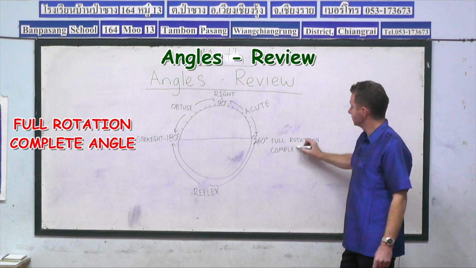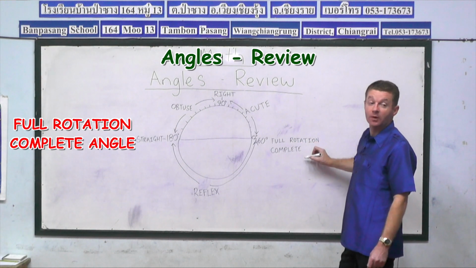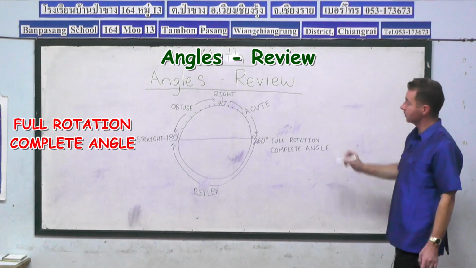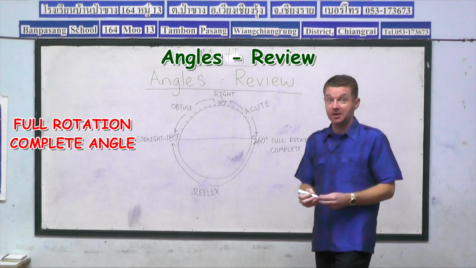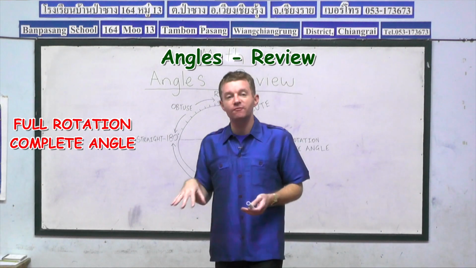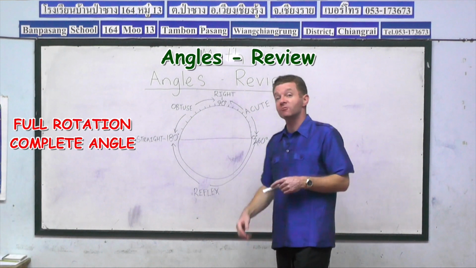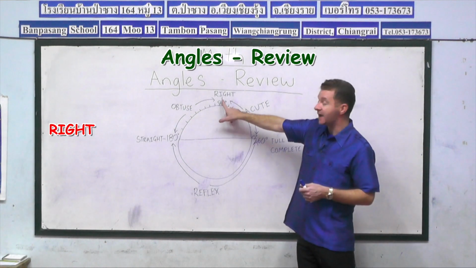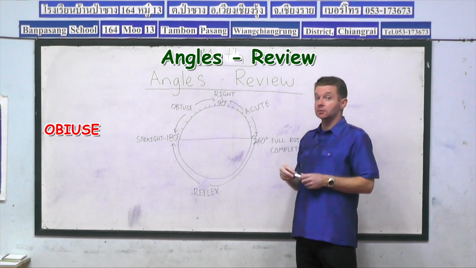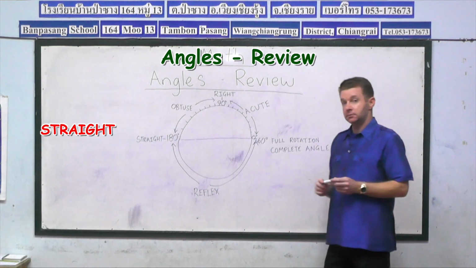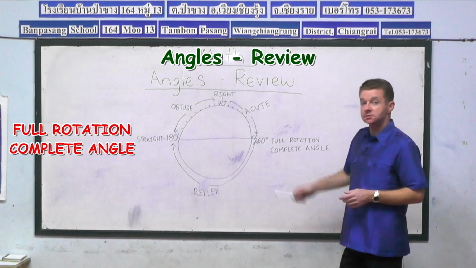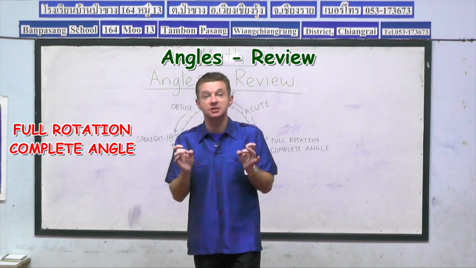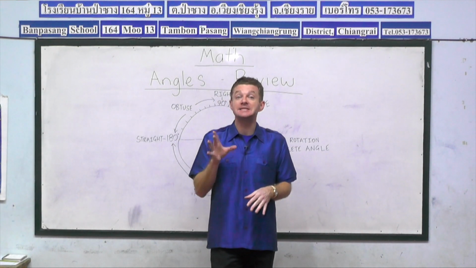Complete angle. But it's also a complete circle. But when we're talking about angles, complete angle. And there we have a complete circle which shows us all of the different types of angles we can measure with a protractor. So first of all, guys, acute angles, right angle, obtuse angles, straight angle, reflex angles, and then finally, when we get to the full circle, we've got a full rotation angle or complete angles.